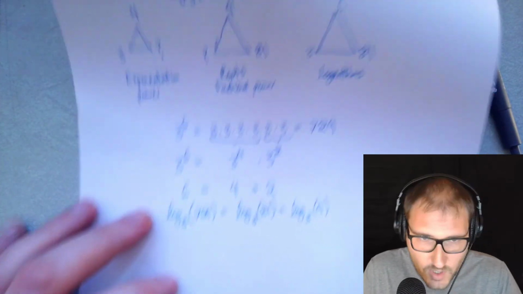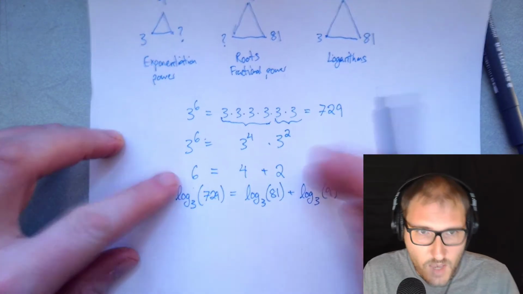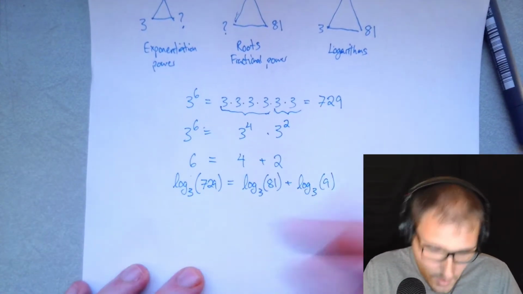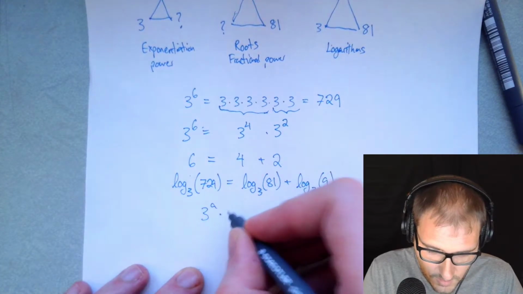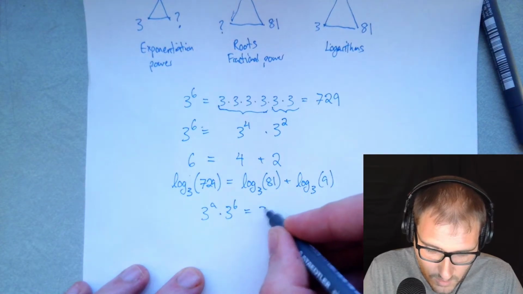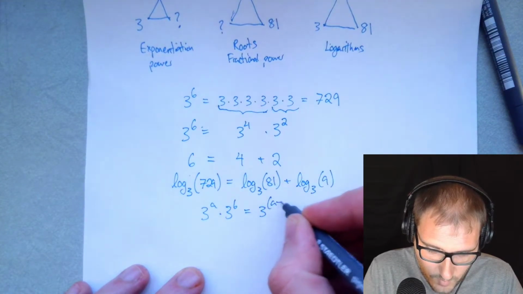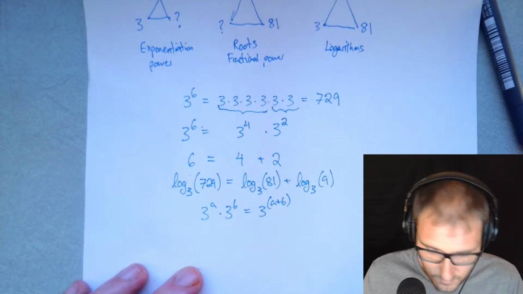And in general, it doesn't just happen to be true in this case; this is true in general. So if we had, say, 3 to the a times 3 to the b, 2 different powers, you can also write that as 3 to the a plus b. Add the powers together.